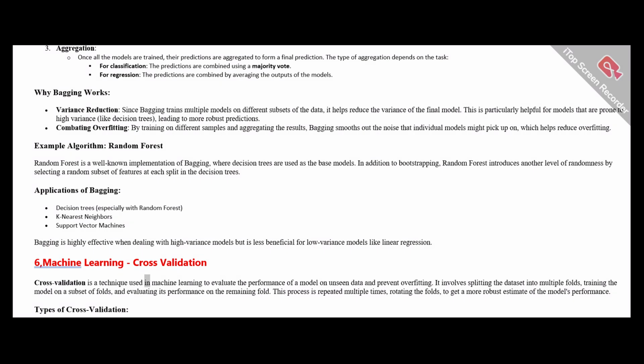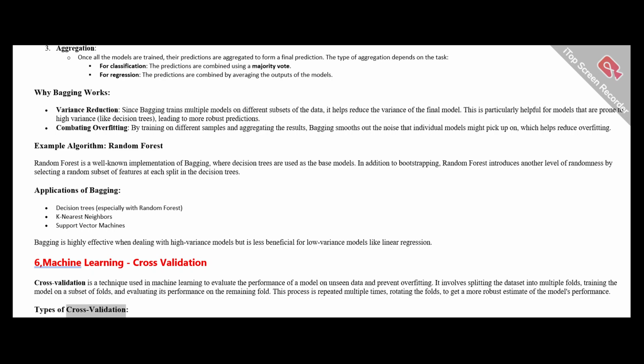Cross-validation is a technique used in machine learning to evaluate the performance of a model on unseen data and prevent overfitting. It involves splitting the dataset into multiple folds, training the model on a subset of folds, and evaluating its performance on the remaining fold. This process is repeated multiple times, rotating the folds, to get a more robust estimate of the model's performance.